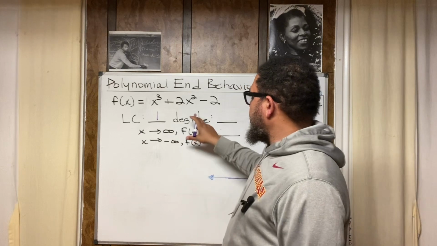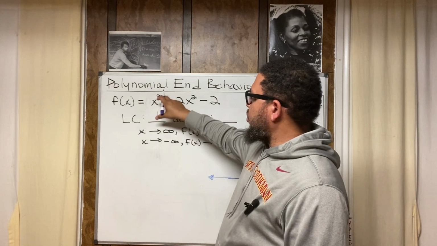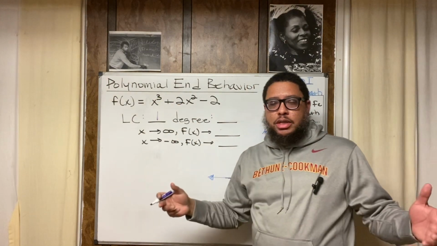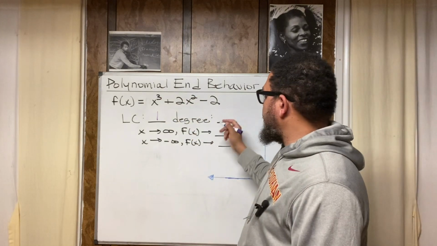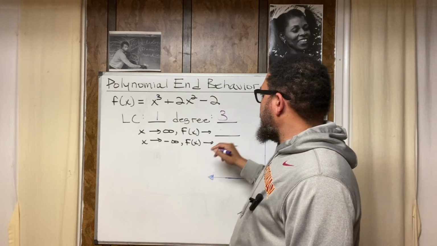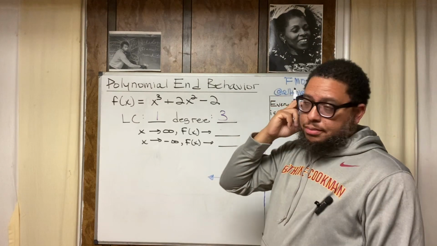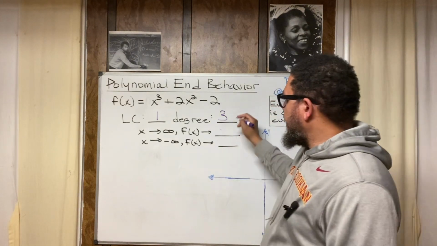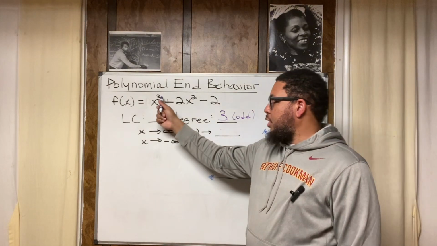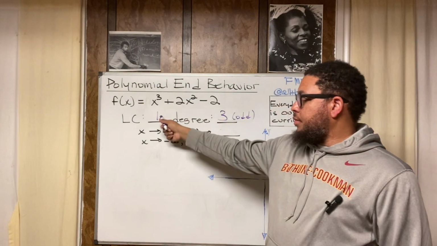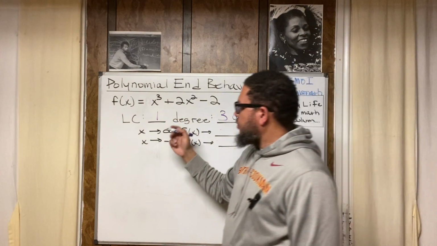All right. Now, what's the degree? The degree of this polynomial is 3 because that's the biggest exponent that we're dealing with. 2 is not the biggest. 3 is the biggest. So that means this is a third degree polynomial, right? Or cubic function, right? Third degree or cubic. Now, this is important because it tells us that this is an odd function, right? It's odd, or the degree is odd. All right. Lead coefficient is a positive 1.